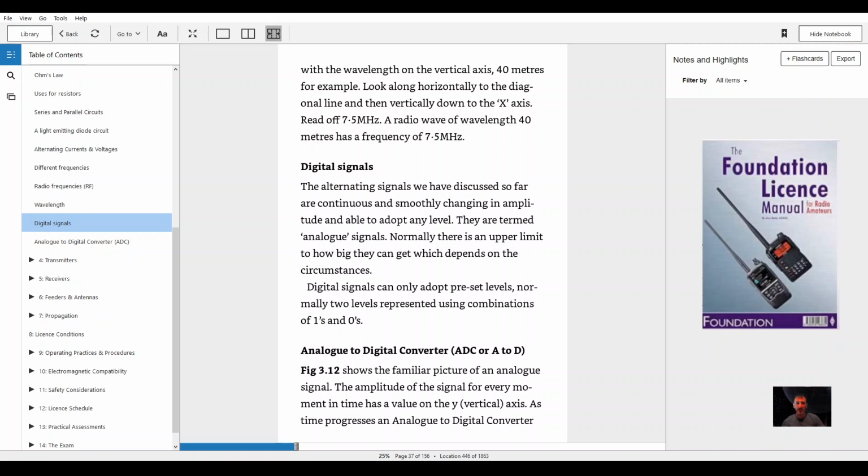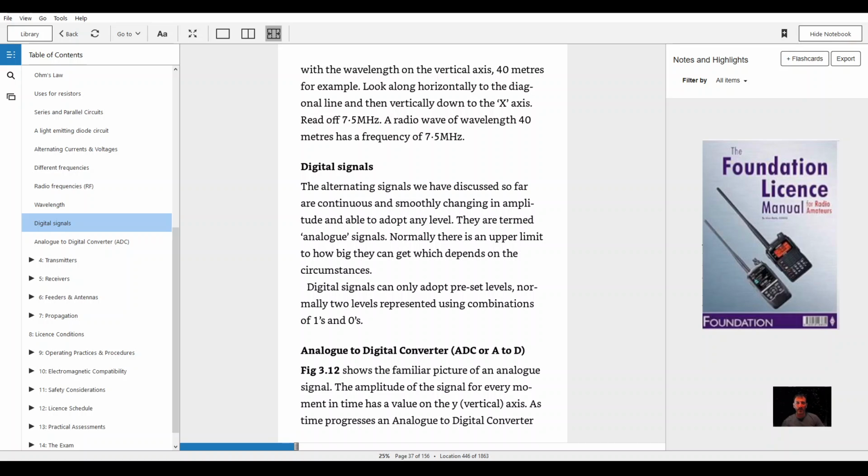Digital signals. The alternating signals we have discussed so far are continuous and smoothly changing in amplitude and able to adopt any level. They are termed analog signals. Normally, there is an upper limit to how big they can get, which depends on the circumstances. Digital signals can only adopt preset levels, normally two levels represented using combinations of ones and zeros.